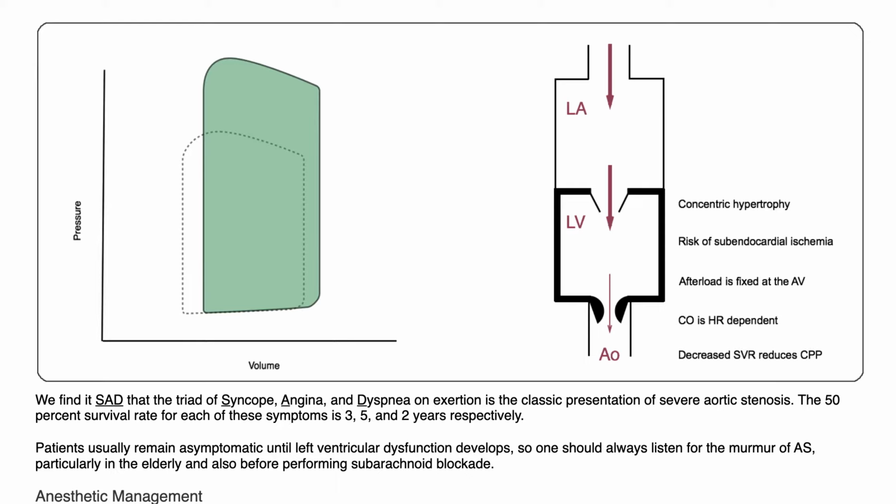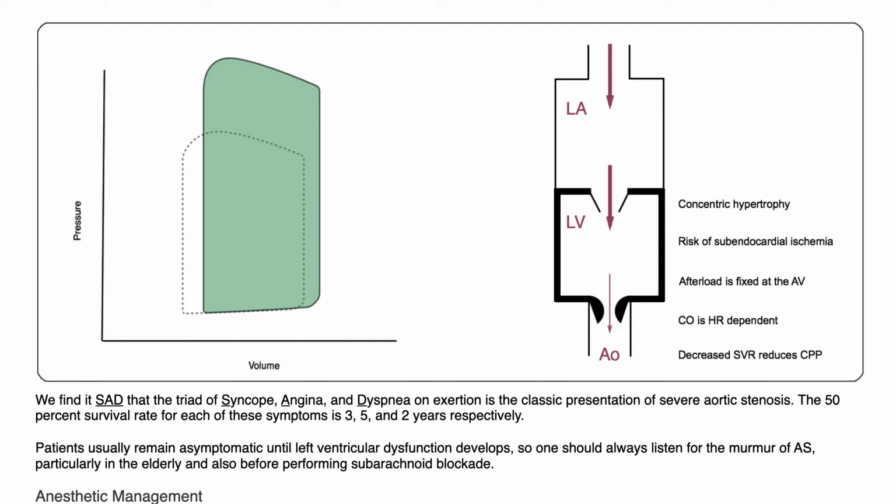A way to remember the symptoms, which are a triad of aortic stenosis, is to think, we find it sad, SAD, that the triad syncope, angina, and dyspnea on exertion is the classic presentation of severe aortic stenosis. The 50% survival rate for each of these symptoms is 3, 5, and 2 years, respectively. So syncope, you have 3 years, angina, you have 5 years, and dyspnea, you have 2 years.